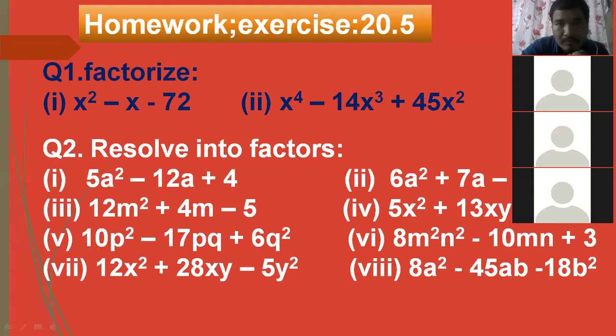Hello, children. From these given questions, which one do you feel difficult? Please tell. I am telling you to break the middle term fast. Okay, look here. Question number 1, 5 fours are 20. Then how to get this 12? 10 plus 2. Here you have to write 10 plus 2. 10 twos are 20, and 10 plus 2 is 12.